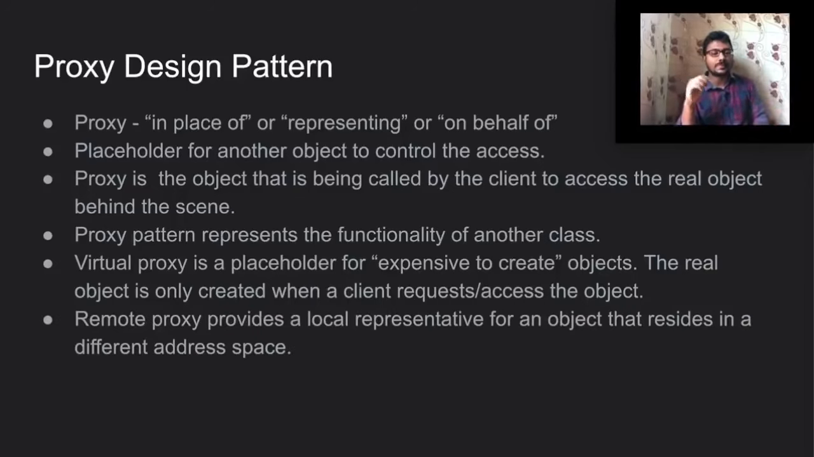And the remote proxy. Remote proxy provides a local representative for an object that resides in a different address space. For example, if the actual object is present in various address spaces, the client isn't aware of those things. The client knows there will be some object that will be served when we raise a request. So here the proxy object would handle those things. The proxy object would get the object from the other address spaces for the particular request.